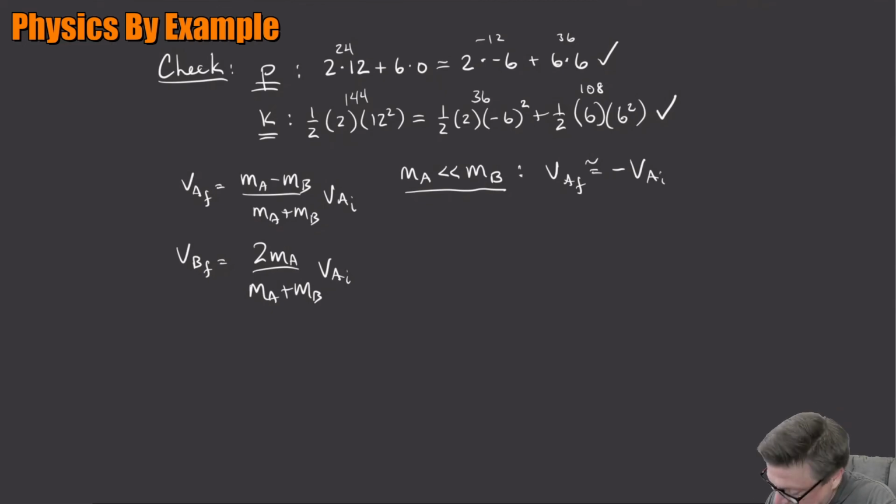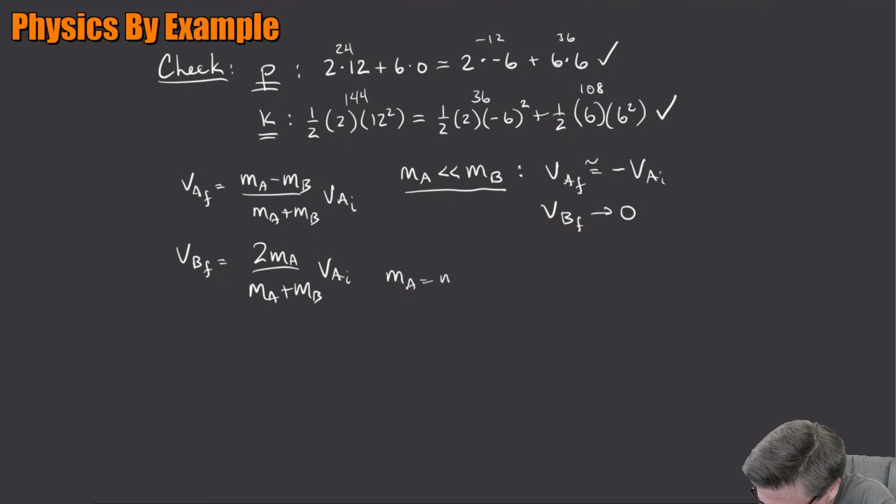And what happens to B? VB final? Well, MA is a whole bunch less than MB, so that denominator dominates. And so this is pretty much 0. Okay, again, like we expect, you throw a ping pong ball at a bowling ball and the bowling ball doesn't move. What happens if they're equal?